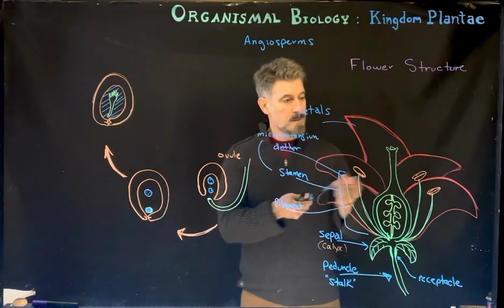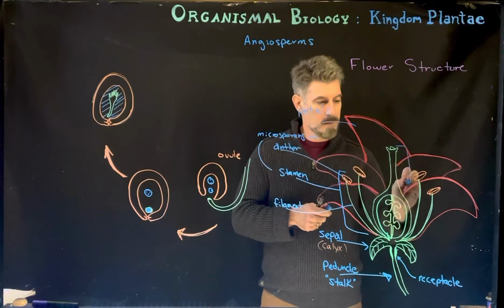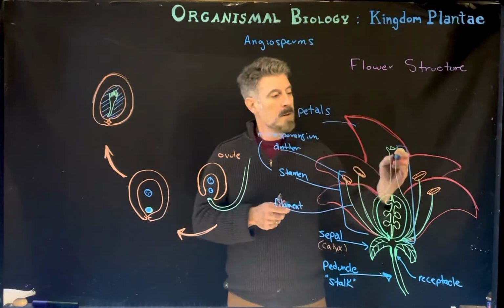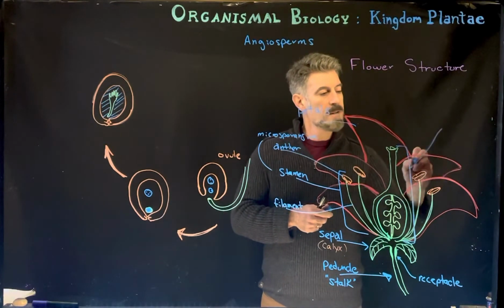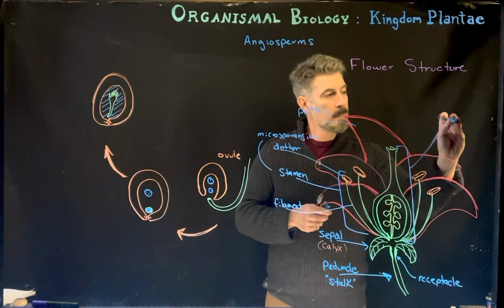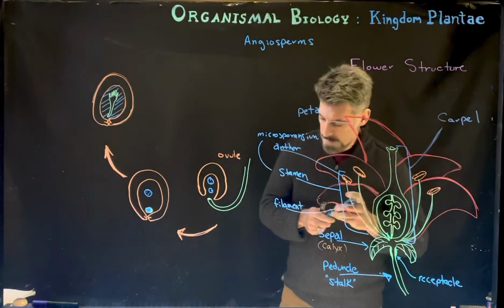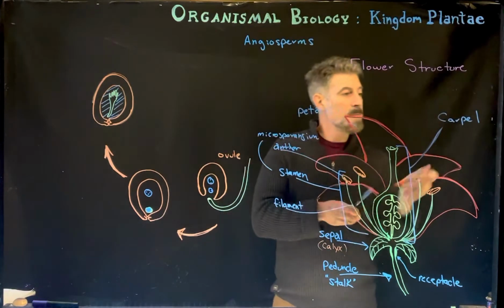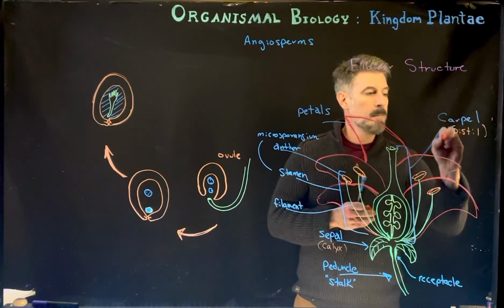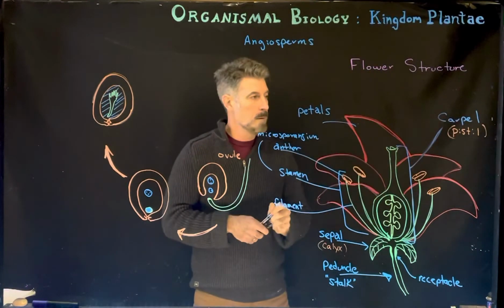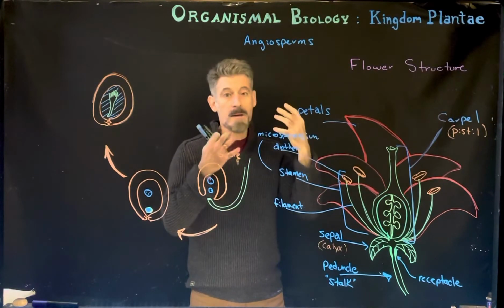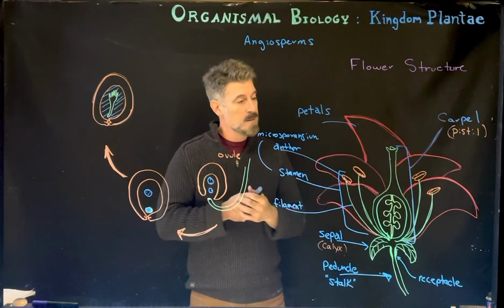Then we have this much more pronounced structure. Now, some flowers will just have a single structure here. This structure is called the carpel, but sometimes it's called by other names. It's also referred to as the pistil. But again, in blue here, we're labeling it as the carpel. So the carpel is where the ova produce the eggs.